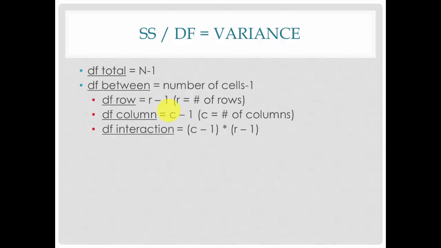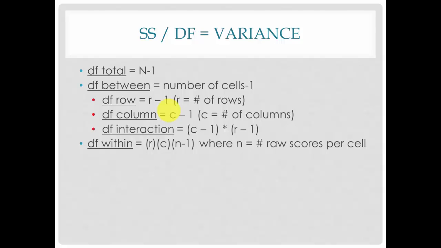Okay, finally, we have one last degrees of freedom. I bet you can guess what it's for. Within. So we have a total, we have a between, now we need a within. We need that error degrees of freedom. Okay, so take a look at this with me. Degrees of freedom within is calculated by the number of rows times the number of columns times n minus 1.